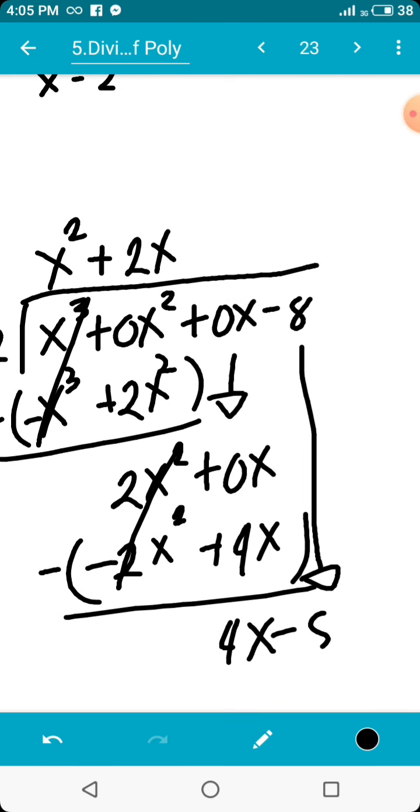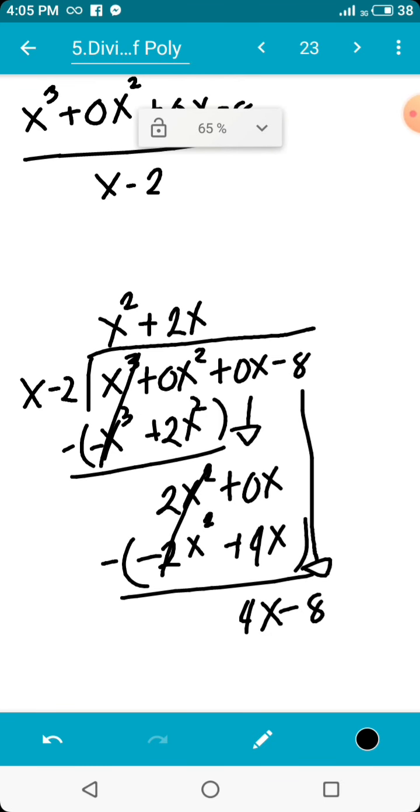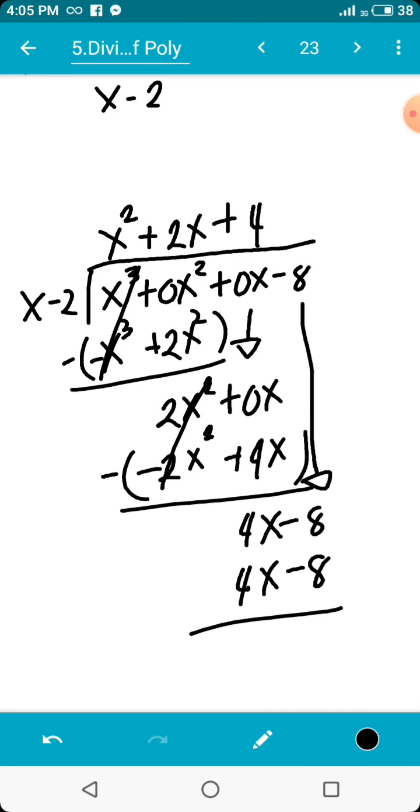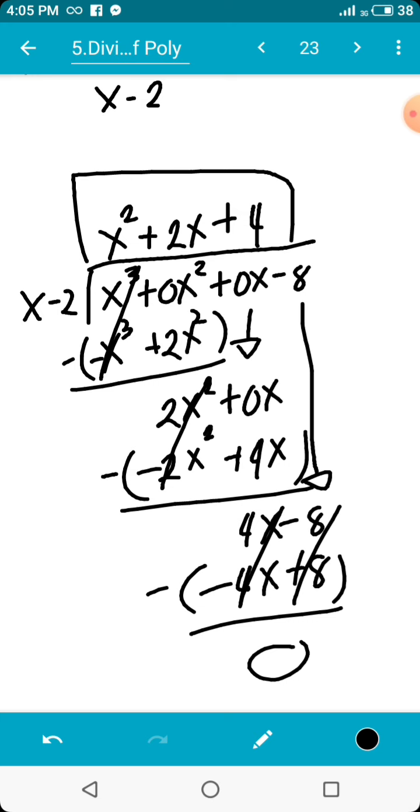negative 8. Tapos divide ulit natin yung 4x tsaka x. So we have positive 4. So 4 times both. So 4x, 4 times x, that's 4x. 4 times negative 2, that is negative 8. So, pag minus natin yan, so we have positive and negative 4x and negative and positive 8. So, cancel lang. So, 0. So, ibig sabihin, wala tayong remainder. So, ito na ang ating quotient. Okay? So, we have x squared plus 2x plus 4.